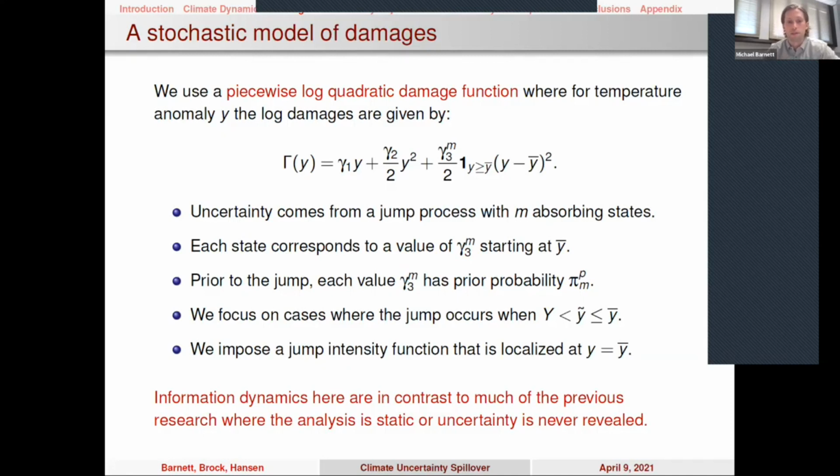And then we're going to have this jump process that's going to occur very close to the threshold, and we'll specify an intensity function that's going to be localized right around that y bar, that 2 degrees threshold that we mentioned. Now, I want to highlight this key point. The information dynamics here we think are particularly interesting, in contrast to much of the previous research being done, including our own, where the analysis is either static or the uncertainty is never actually revealed. There's this really neat structure in terms of when this is going to be revealed and how the planner responds to that and the uncertainty that's involved with that. That's going to be an important component of our analysis.